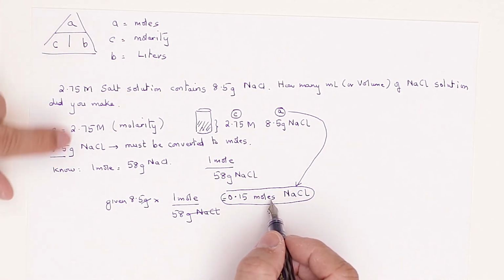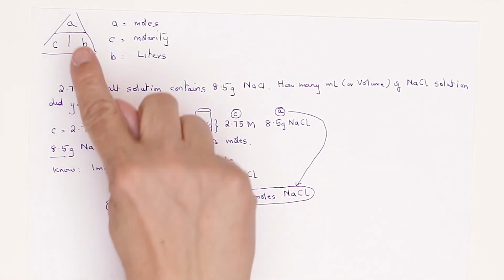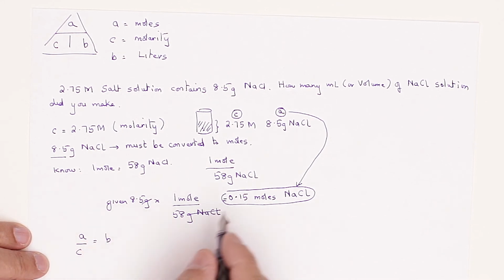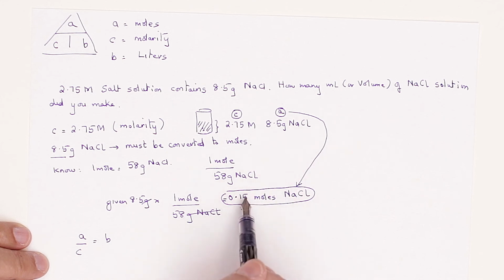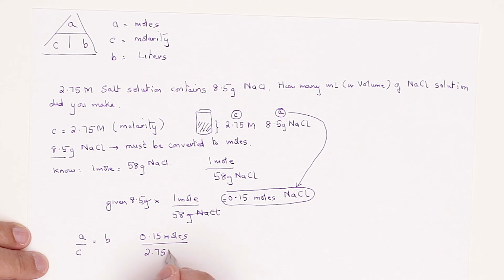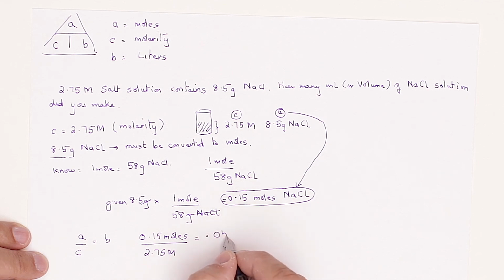So now we're solving for B. Again, you cover what you want. So it's A divided by C. A divided by C is equal to B. So A is 0.15 moles divided by the molarity, which was 2.75 molar. And this is going to tell us how many liters. So we get 0.054 liters. To convert liters to milliliters, again, guys, we just circle back.